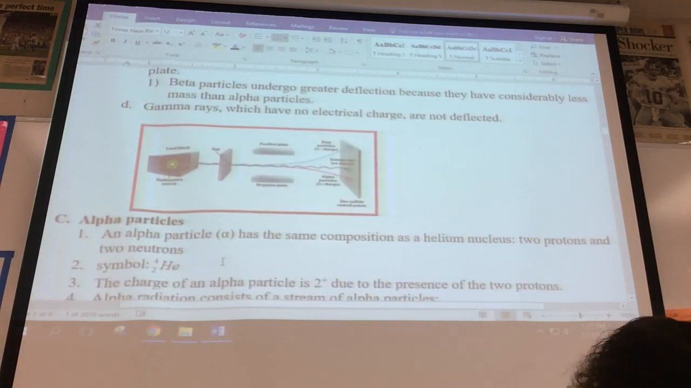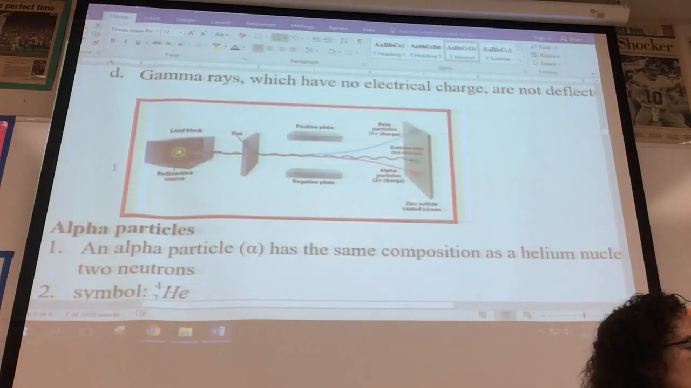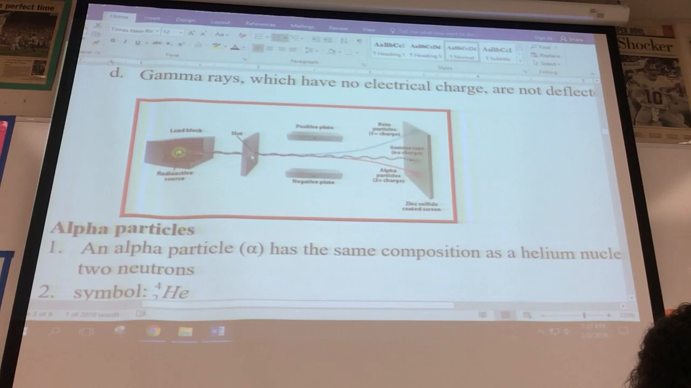His experiment is shown here. It's all written out, so I'll just walk through the diagram with you. You have a radioactive source passing through a small slit, and then you want to look at these particles. You want to see if they're charged particles. So you have a positive plate and a negative plate. You will note that the beta particle moves toward the positive plate, away from the negative plate. So you can conclude that the beta particle has what? A positive or a negative charge? Definitely a negative charge because it moves toward the positive plate.